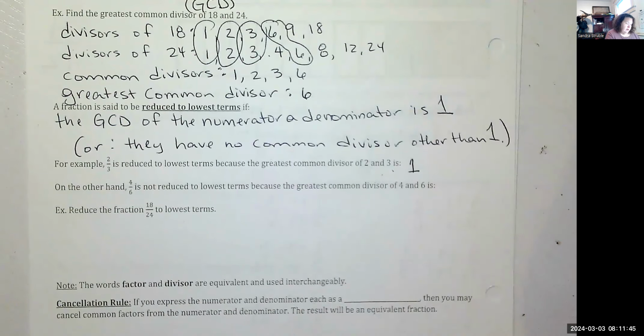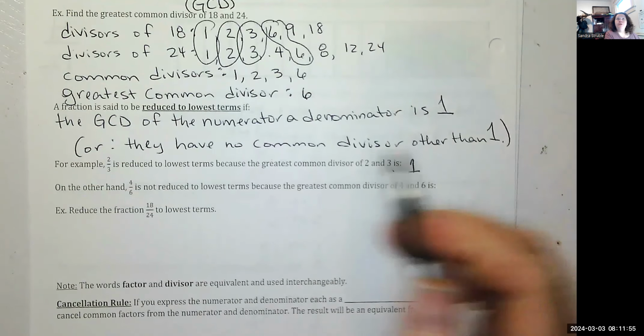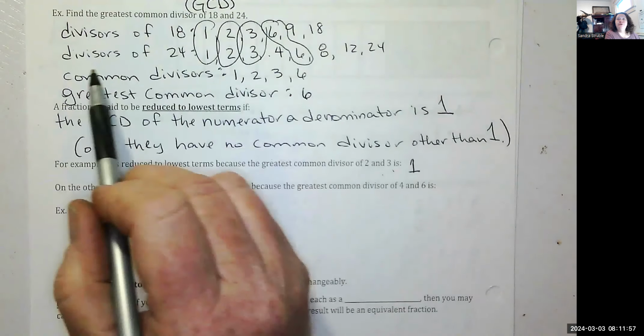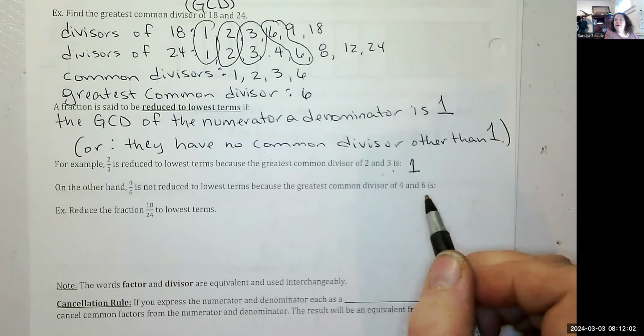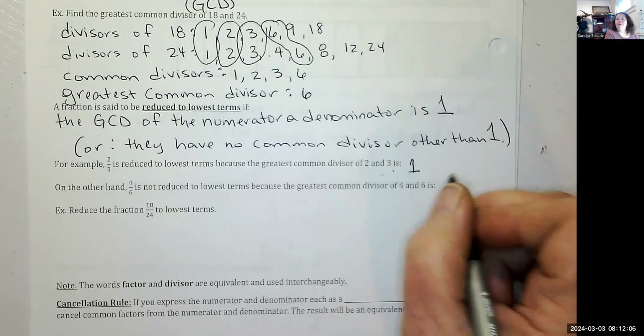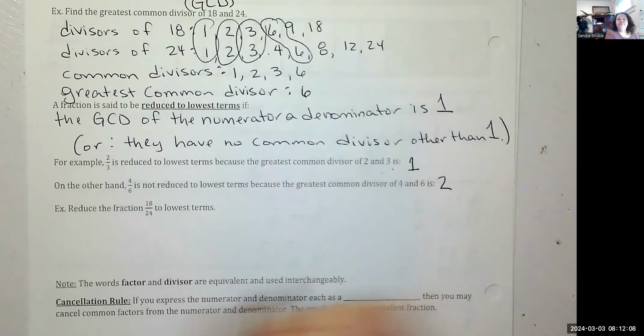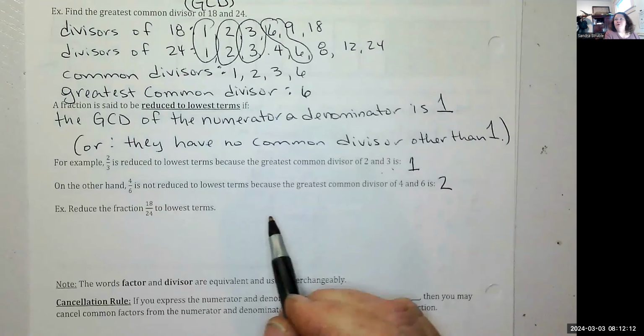Okay. On the other hand, 4/6 is not reduced to the lowest terms because the greatest common divisor of 4 and 6 is what? Well, you would do the same thing. Divisors of 4, divisors of 6. And 4 would be 1, 2, and 4. 6 would be 1, 2, 3, and 6. They have 2 in common, so 2. You would have to do your divisors if you don't know what goes into both of them.